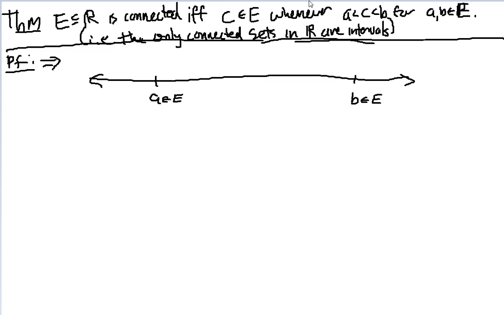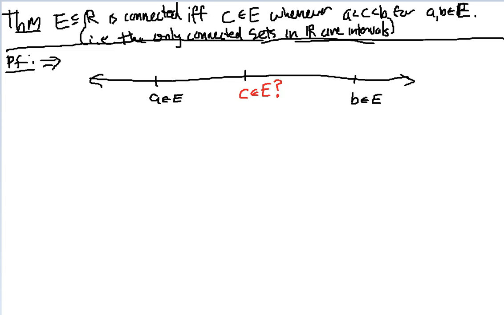Alright, I'm going to talk about the theorem that a set E contained in R is connected if and only if whenever you have a point between 2 points that are in E, that third point C has to be in E always. So here I know A is in E and I know B is in E. I'm going to draw a point here, C. And the question is, is C in E? And the answer is going to be yes. This theorem says that basically the only connected sets in R are intervals.